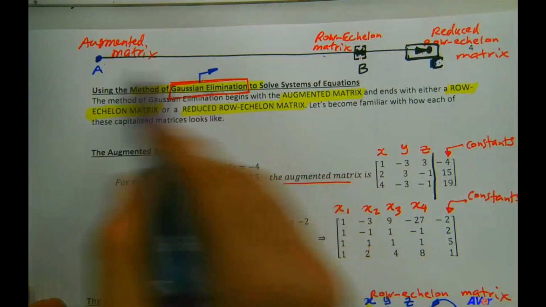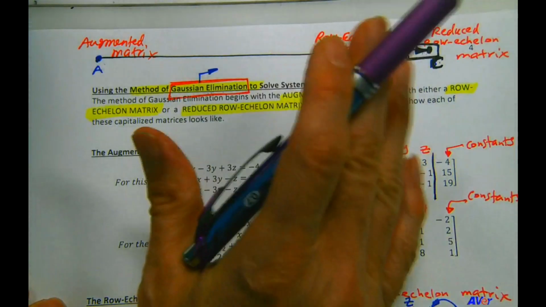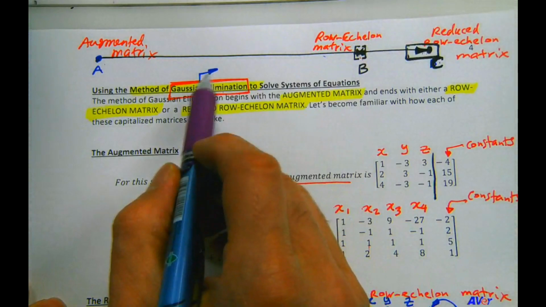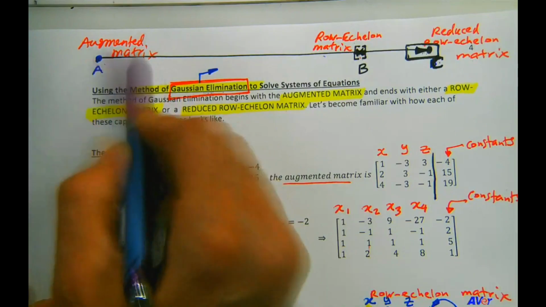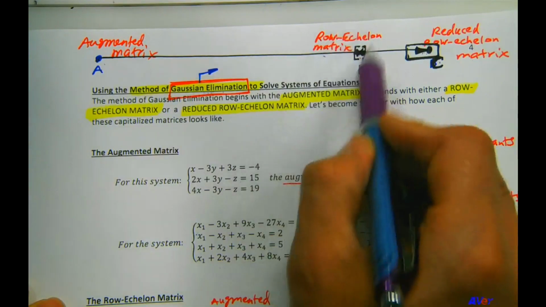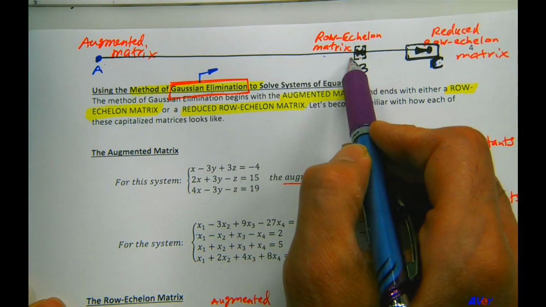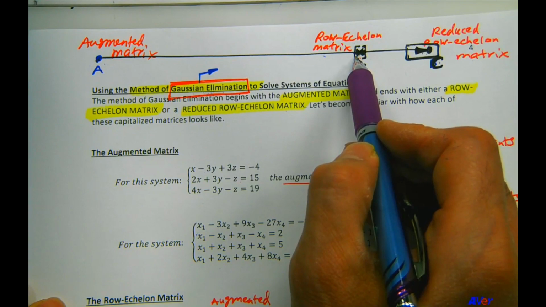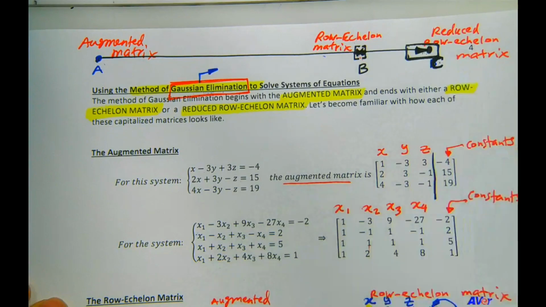So again, to those of you who are wondering how we get from the augmented matrix to the row echelon matrix or reduced row echelon, hold on to that thought. We will get to it, I promise you. But for now, I just want to make sure you know what an augmented matrix looks like, what a row echelon matrix looks like, and how to use it to solve the system, which is what we just did. And lastly, what a reduced row echelon matrix looks like and how to use it to solve the system. Okay, that's the next topic.